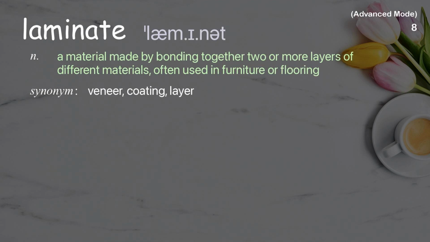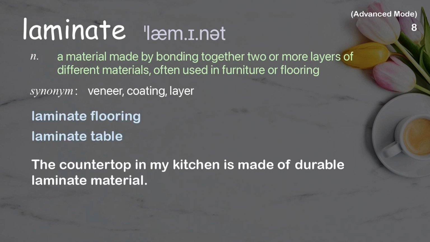Laminate. A material made by bonding together two or more layers of different materials, often used in furniture or flooring. Examples: Laminate flooring. Laminate table. The countertop in my kitchen is made of durable laminate material.